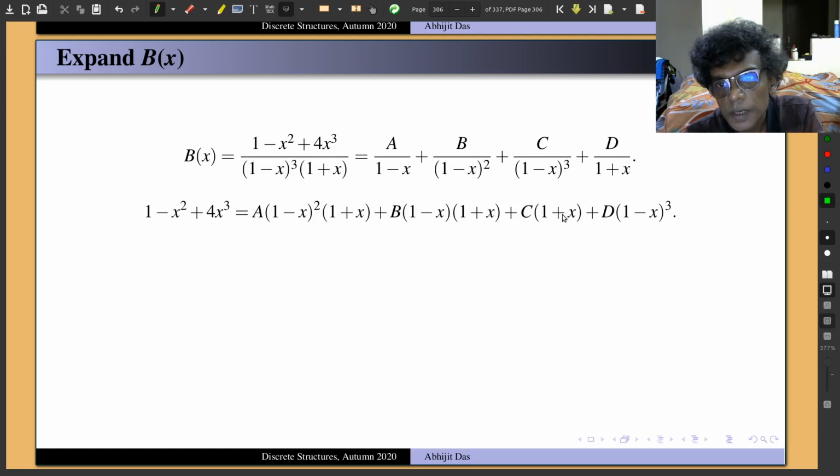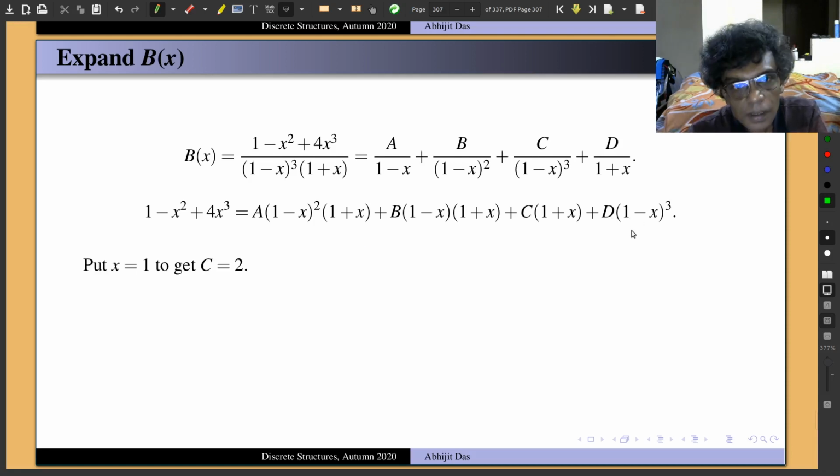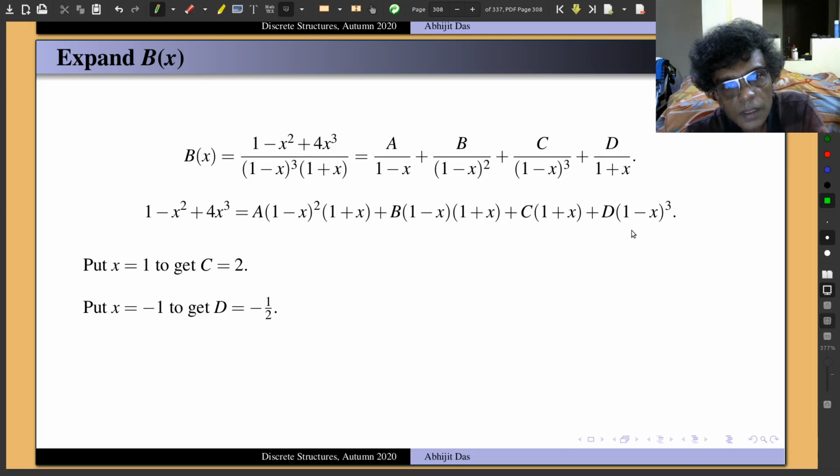First I clear the denominator. I get this equal to this. If I plug in x equal to 1, I will get the value of a. No, I will get the value of c. Okay. This is 1 minus x free. And if I put x equal to minus 1, I will get the value d. Okay, this is the only term which is 1 plus x free. Okay, and this gives c equal to 2. Put x equal to minus 1, and you get d equal to minus half.